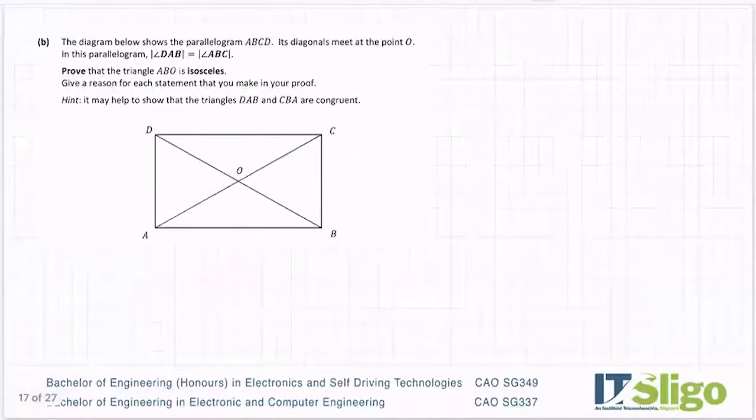Okay, let's go to part B of that question. The diagram below shows the parallelogram ABCD. Its diagonals meet at the point O.